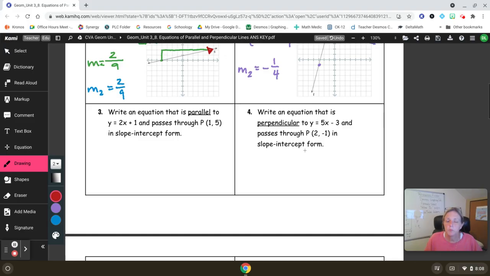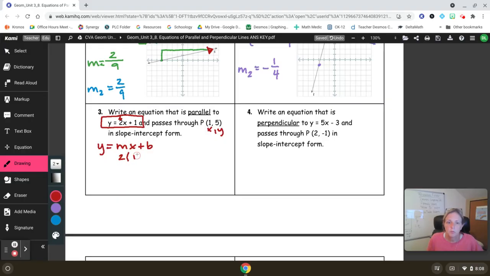Okay, next example. This says to write an equation that is parallel to y equals 2x plus 1 and passes through point P in slope-intercept form. So remember, slope-intercept is y equals mx plus b. Parallel to this line, so we have to look at this line and figure out what my m is. The m is always the coefficient in front of x, so it's 2. So that tells me my m is going to be 2. And then point P is going to give me my x and my y.